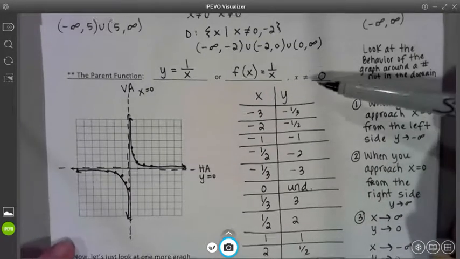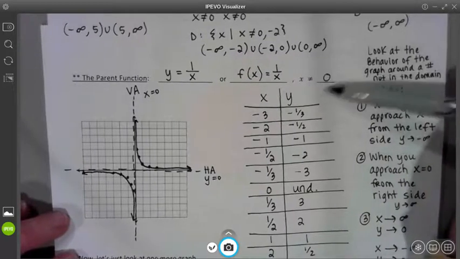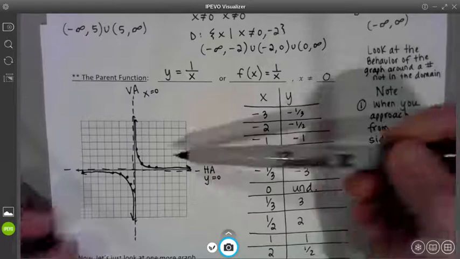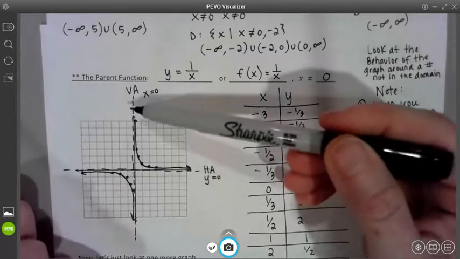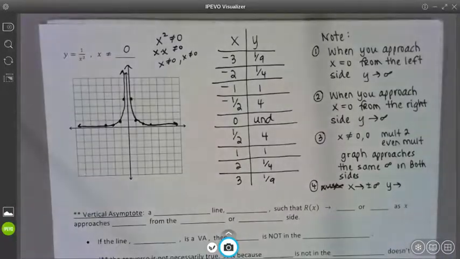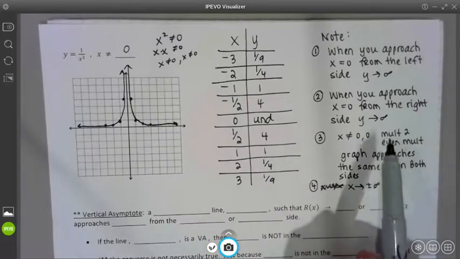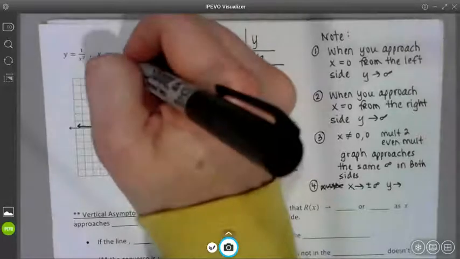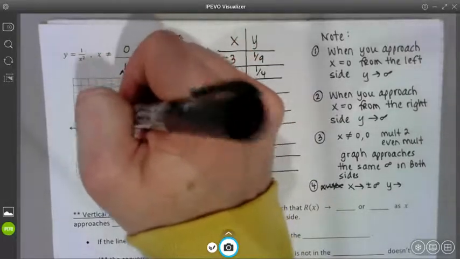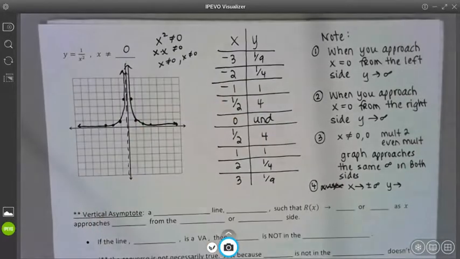So again, if the number is not in the domain with an odd multiplicity, like this one only had multiplicity 1, then on either side of that VA, that bad number, the graph will shoot off to opposite infinities. But when that bad number has an even multiplicity, it can't be in the domain an even number of times, then on either side of that VA that it creates, the two curves will shoot off to the same infinity. Okay. And again, we'll talk about that more later. I just want you guys to take note of that.